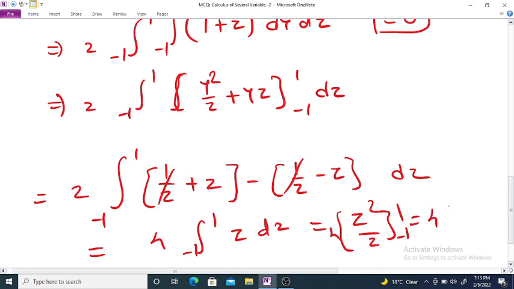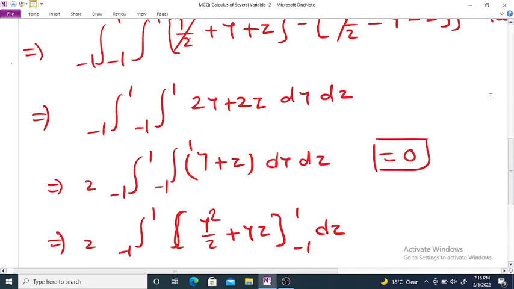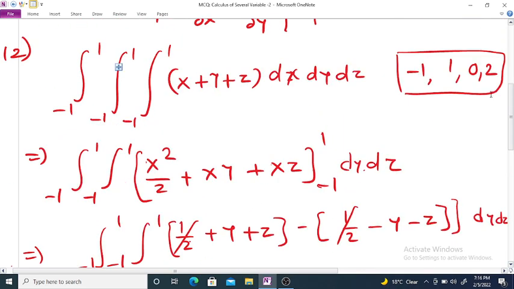So this becomes 4 times 1 by 2 minus 1 by 2, and it is equal to 0. So the value of this integration is equal to 0. So the correct option is option number third, 0.